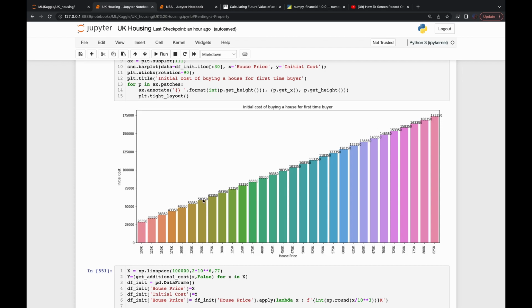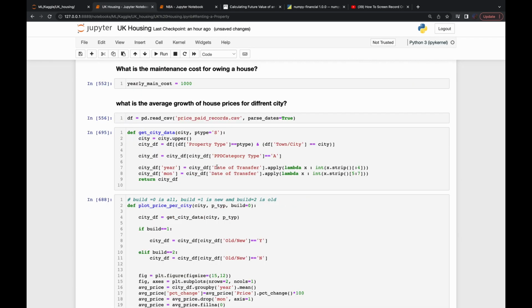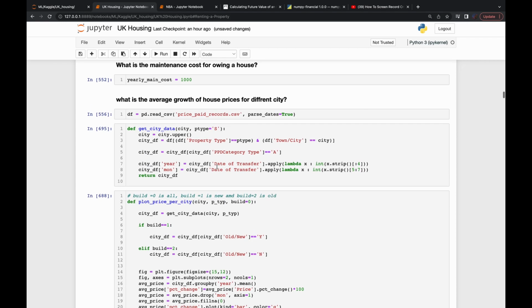250k, you need 58k initial capital to buy a house, considering all other costs. Okay. Now this one is basically very specific to UK. I think this is the most important thing when you're considering buying a house. You need to know whether your house price is going to grow or not, or is going to go down. We don't know.